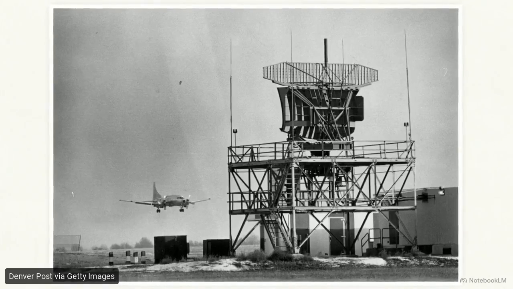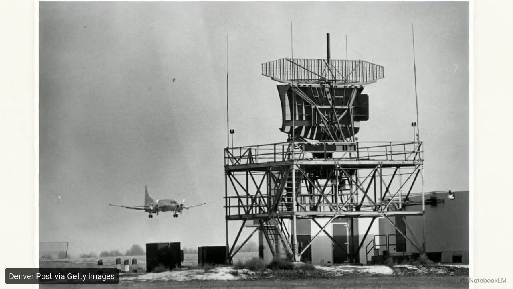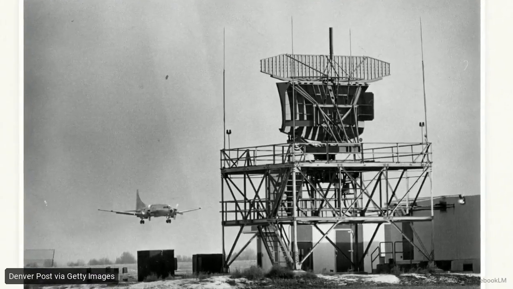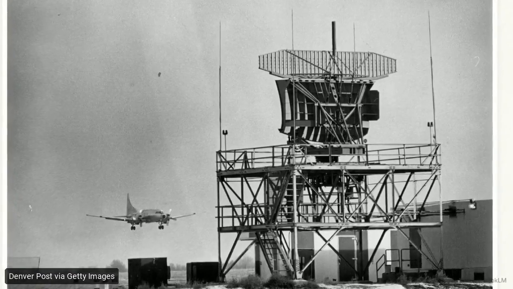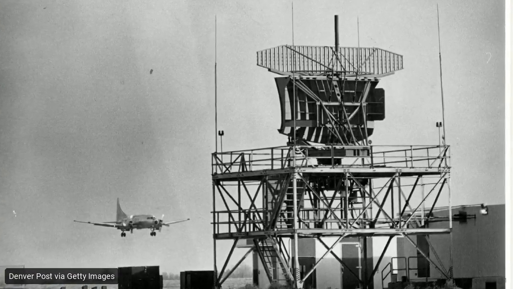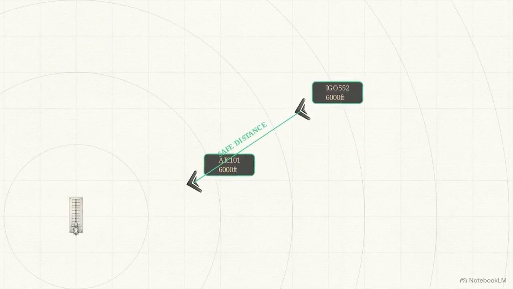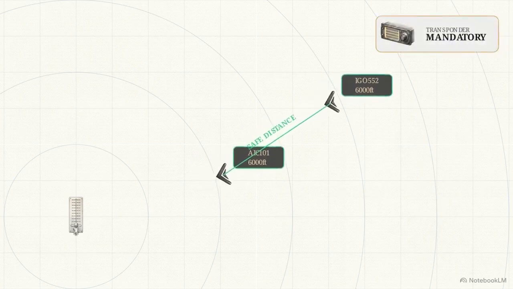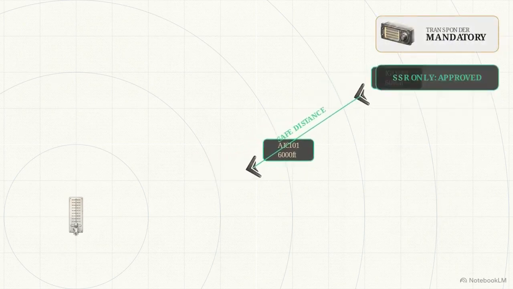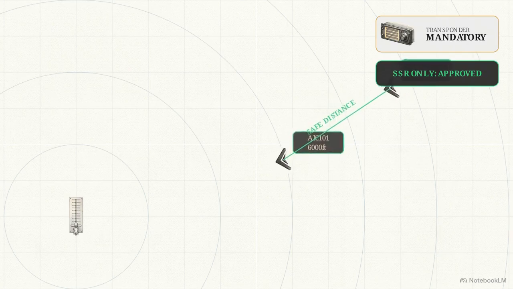The regulatory application is strict. PSR is no longer the primary tool in modern ATC. It is a supplementary backstop used when other systems fail. Conversely, SSR information can be used entirely on its own to provide separation. This is permitted only if transponder carriage is mandatory and positive aircraft identification is established.